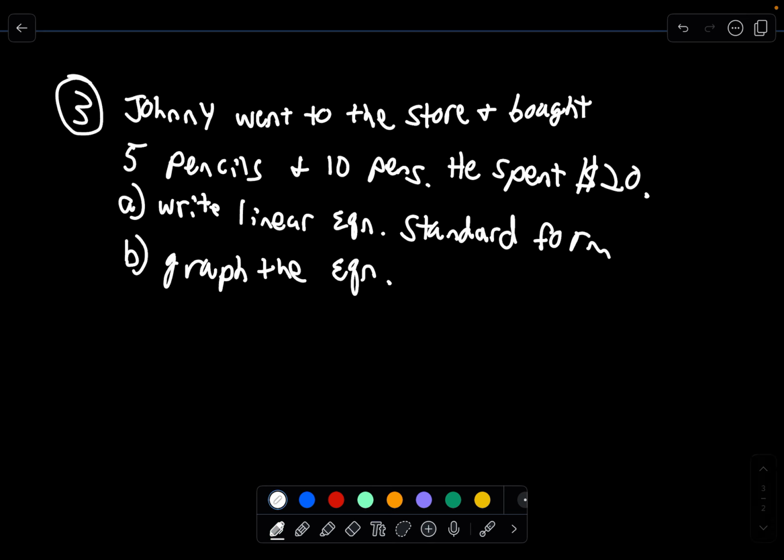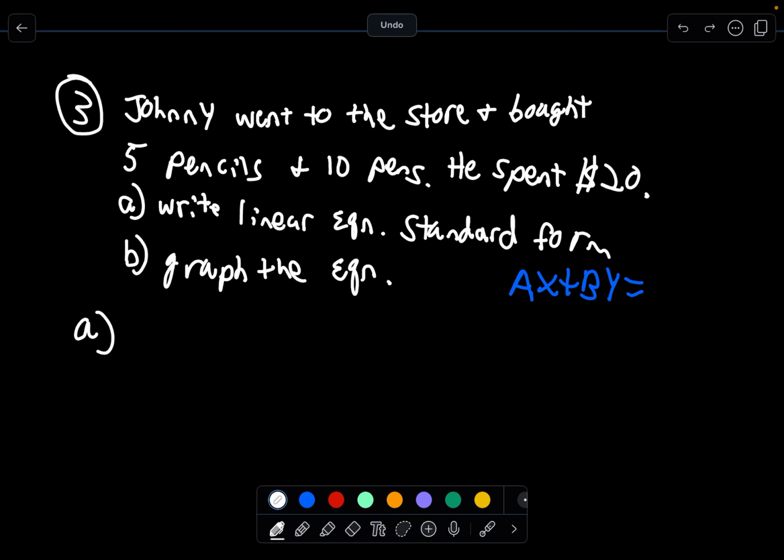The last question, question numero 3. Johnny, our good friend Johnny, went to the store and bought 5 pencils and 10 pens, and he spent $20. That's Espanolo for $20. All right, write a linear equation in standard form. Standard form is, here we go, ax plus by equals c. So how do we do this? So it'll be 5 pencils.